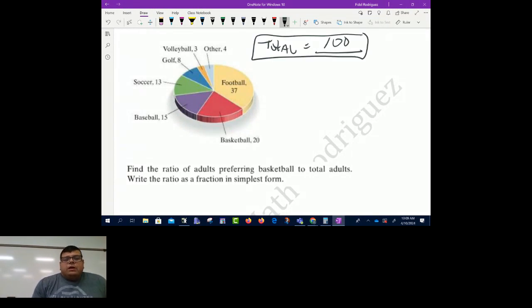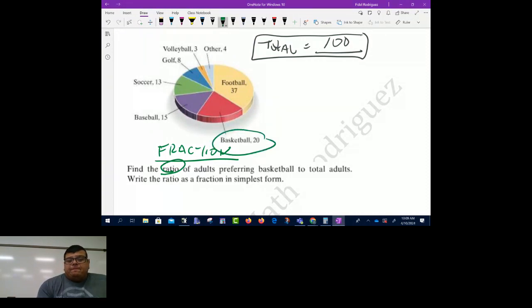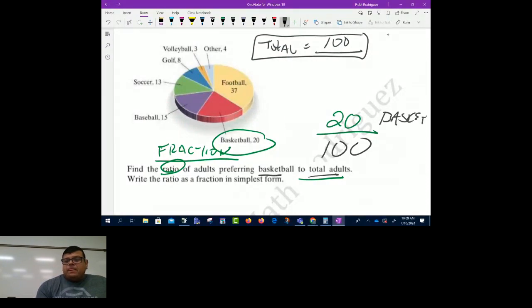Okay, so y'all, first thing is when they're asking me to find a ratio, y'all, what they're asking us to do is, can we write a fraction? Okay. So we want to write a fraction of the adults preferred basketball. So basketball, y'all, was 20 to the total adults. That means the total adults, y'all, is going to go in the bottom. So basketball, the total, basketball on top, and the total on the bottom.